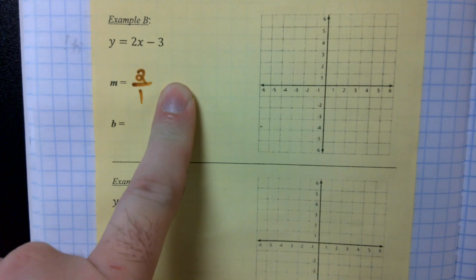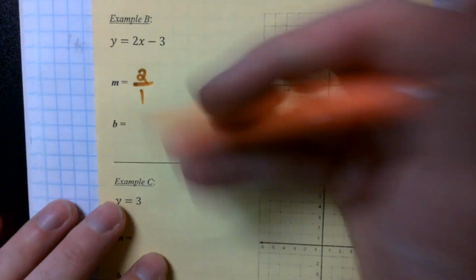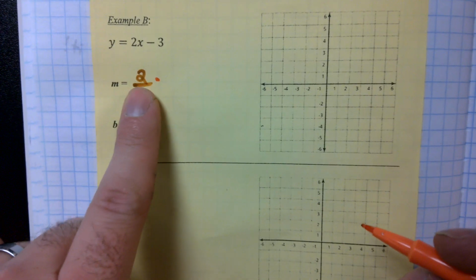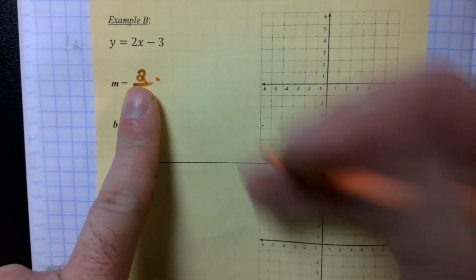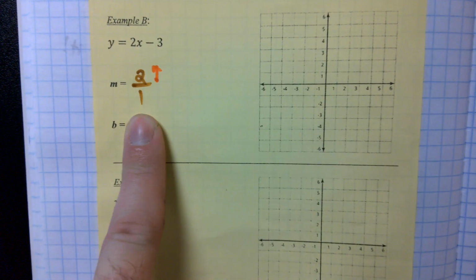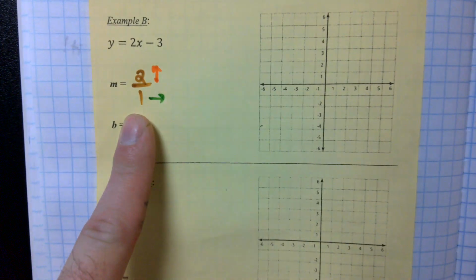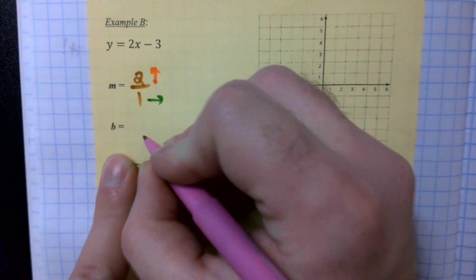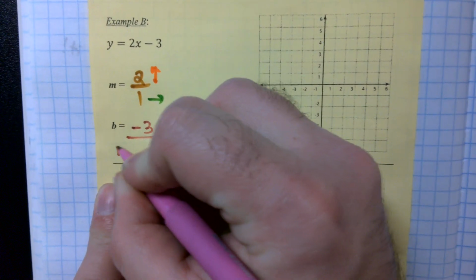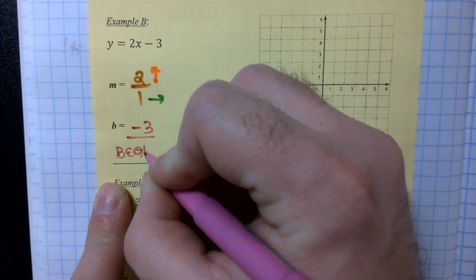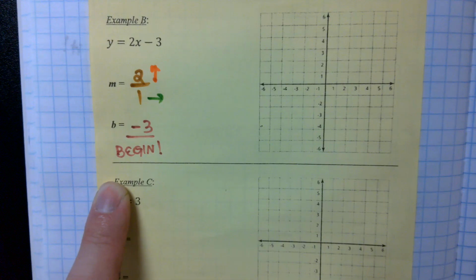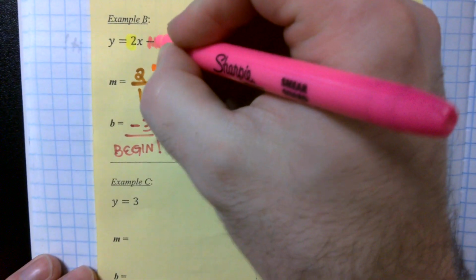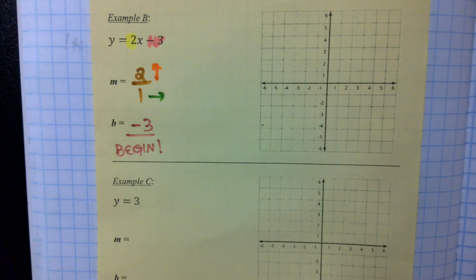What direction will I be rising here, up or down? Up. Check the numerator. Is it positive or negative? Positive. It's going up. What direction am I running always? To the right. Where do I begin here? At -3. On which axis again? The Y. Everybody cool with how we set this up? Okay.